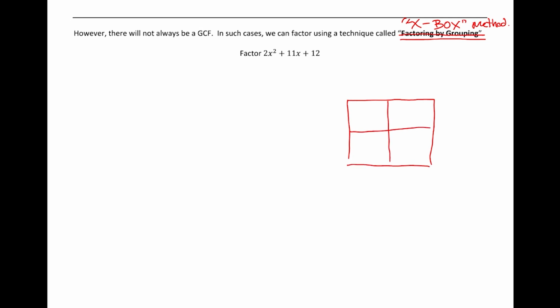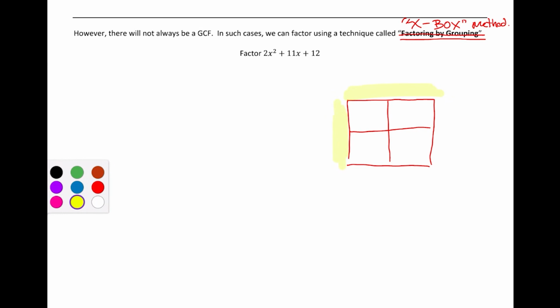And this is like in the previous couple of lessons, we talked about an area model to represent the factors. That's what we're constructing here, is that area model. And our answer for the two factors are going to be found along the top and down the side.